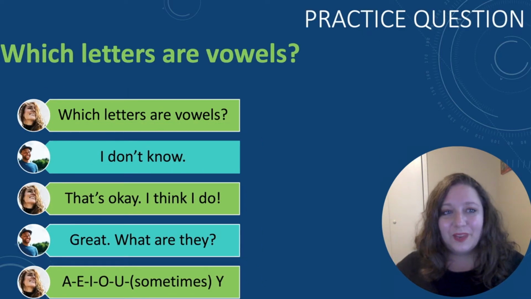Listen. Which letters are vowels? I don't know. That's okay. I think I do. Great. What are they? A, E, I, O, U, sometimes Y.